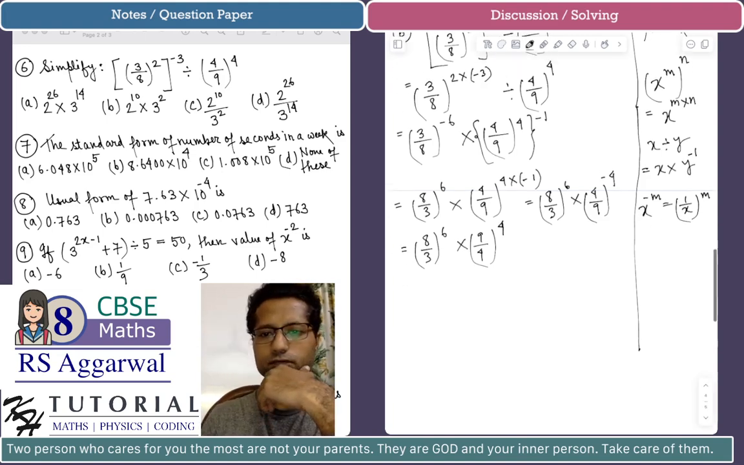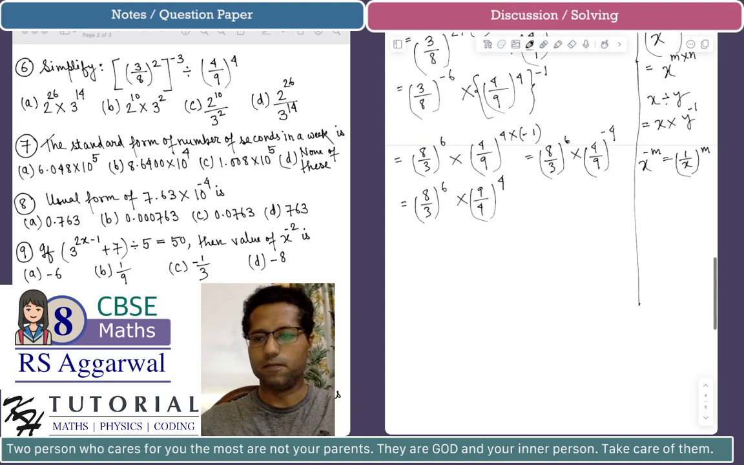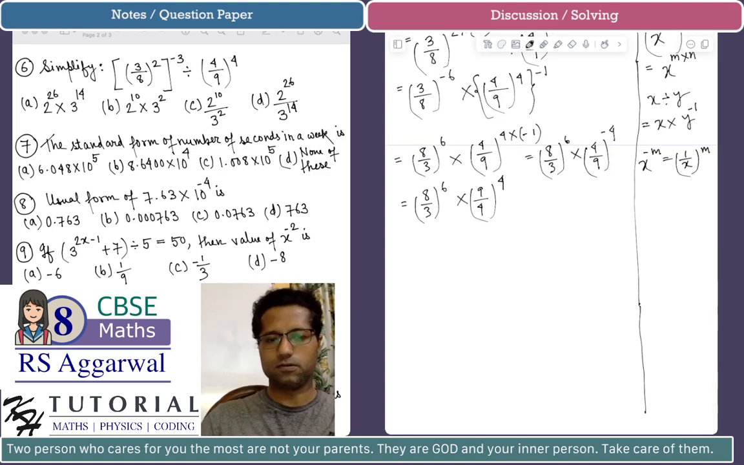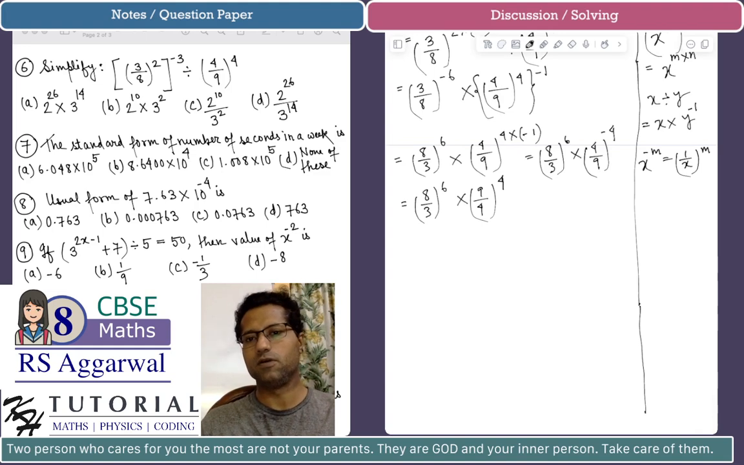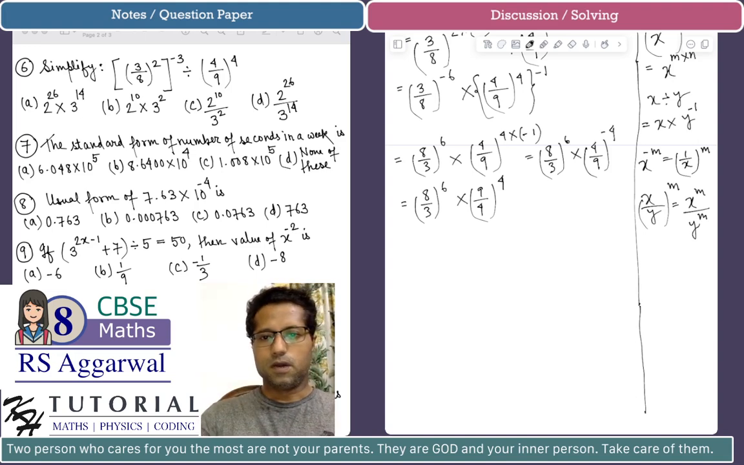So now at this stage we have to break the exponential form into rational form, or you can say converting an exponential form into a rational form. If you have something like this, x by y raised to the power m, this is nothing but x to the power m divided by y to the power m. So we have 8 raised to the power 6 divided by 3 raised to the power 6 multiplied by 9 raised to the power 4 divided by 4 raised to the power 4.